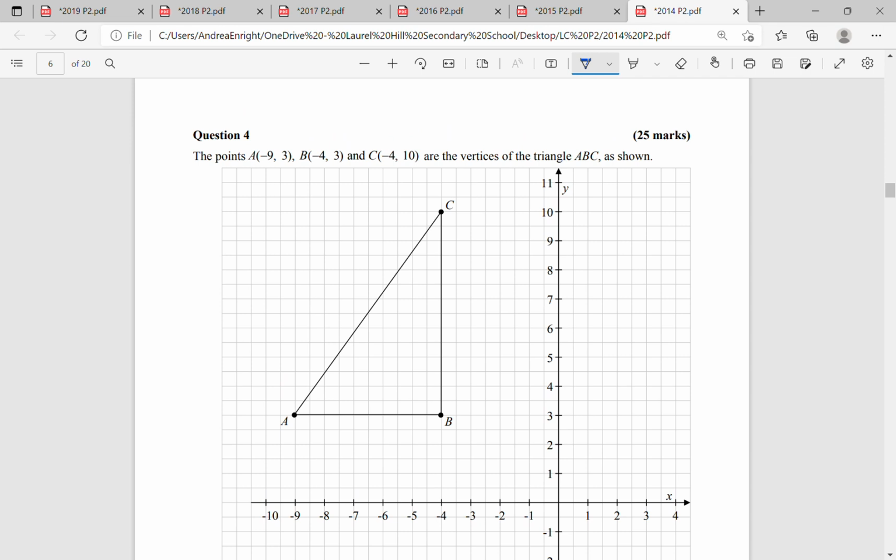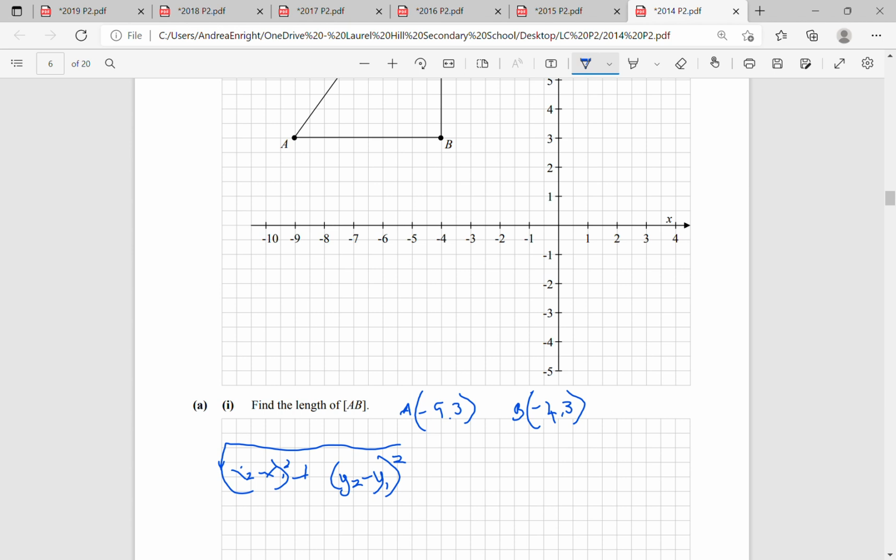2014 question 4. So there's a triangle A, B, and C. Find the length of A to B. When it's a straight line, you can just count the units, but we'll pretend we're going to use the distance formula: x1, y1, x2, y2, fill in. So it's x2 minus x1, minus 9 to 5, squared, plus y2 minus y1, which is 3 minus 3, all squared. Put that into the calculator and that would be 5.